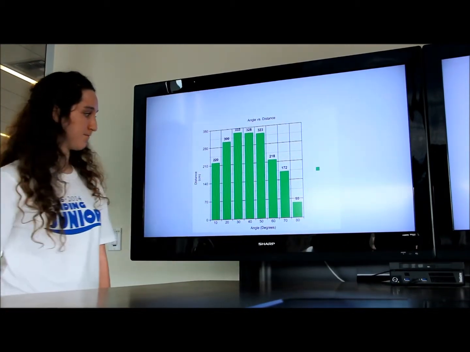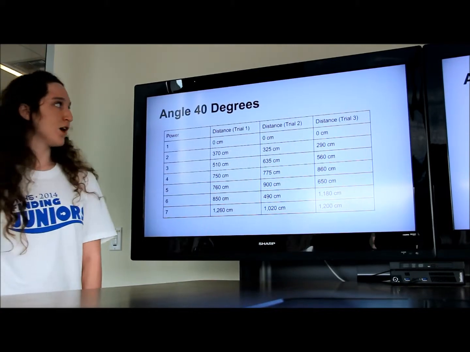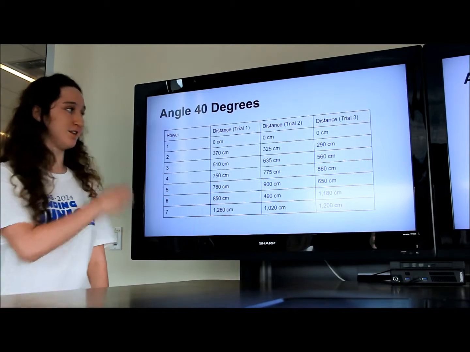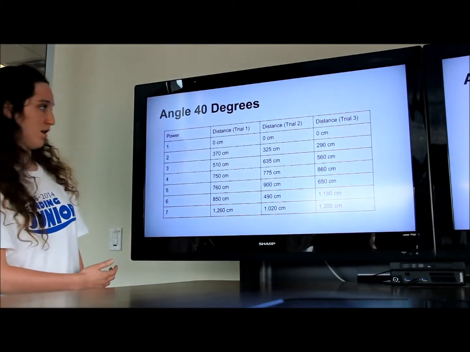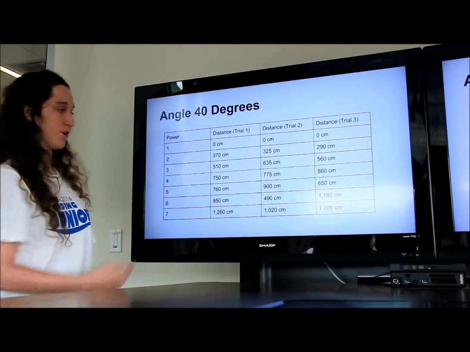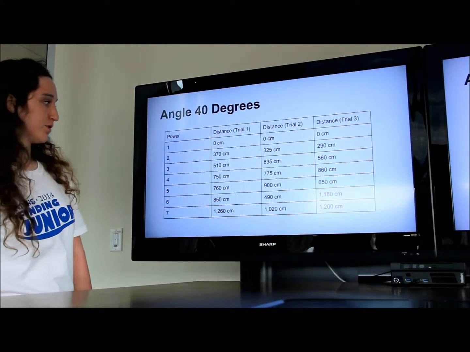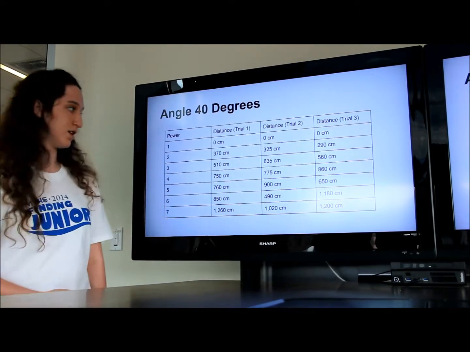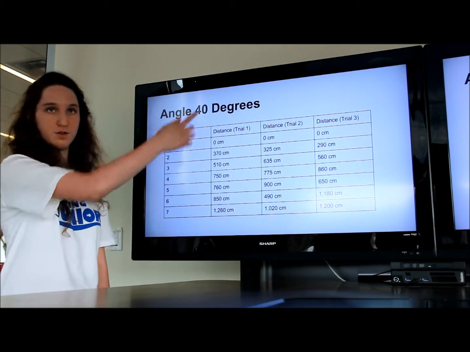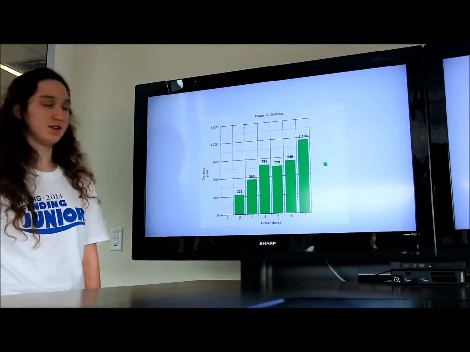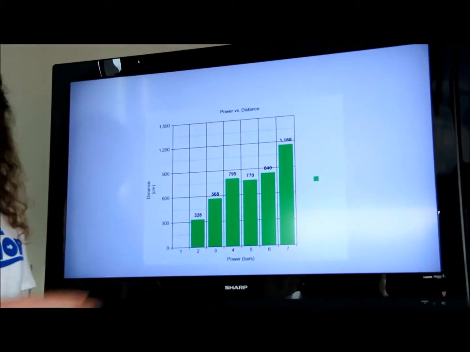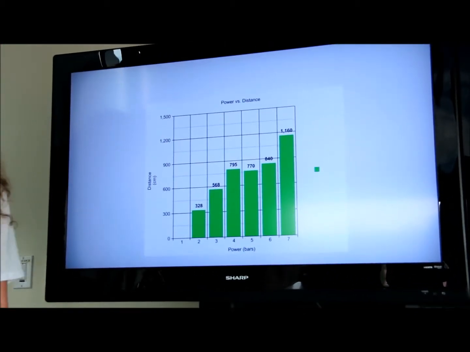So here's a graph. You can see that 30 degrees was the most and 80 was the least, and how it curves like that. Then we had a constant angle of 40 degrees, and we tested different powers. And you can see that for the first power it didn't go at all. The most for this was power of 7, 1,260 centimeters, and the least was 0 for 1. And here's a graph of that. You can see it goes in the general direction of going greater.